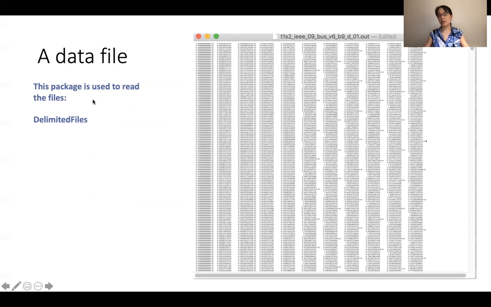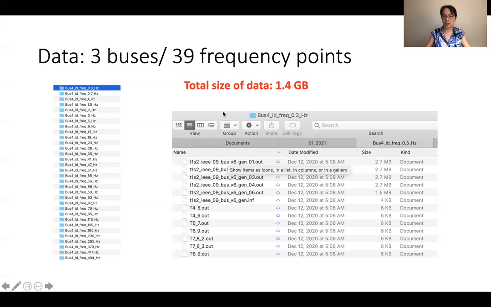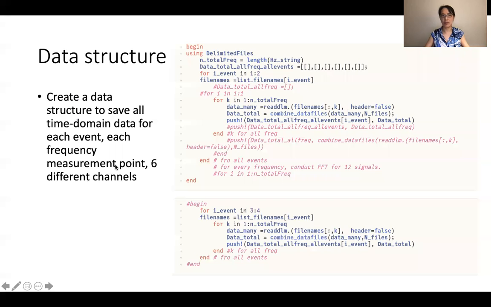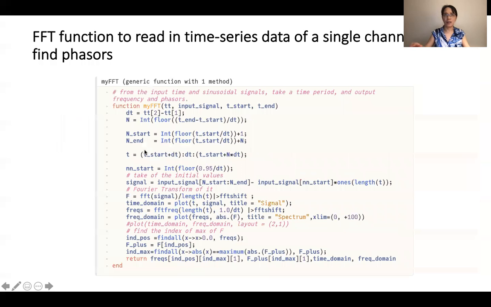So this package, DelimitedFiles, can be really nice. You can read this file and read multiple files one by one. Read all these files. Finally, we can stack everything into a data structure. Here we use data total all frequency, array over array. So it's necessary to create a bigger data structure to save all time domain data for every frequency measurement, every channel, every event. So with that, let's go to FFT.